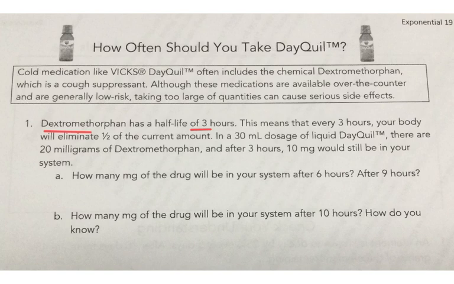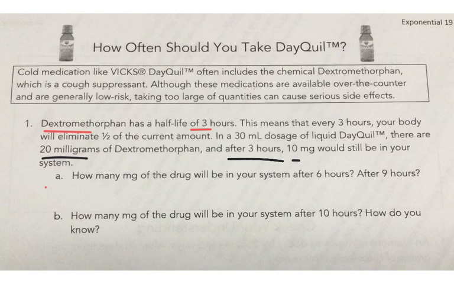So what this means, having a half-life of 3 hours, means that after 3 hours, your body eliminates half of the current amount. So if a 30 milliliter dose of liquid Dayquil was given, there are 20 milligrams of dextro. And after 3 hours, 10 milligrams would still be in your system. Right? So you take the dose, and there were 20 milligrams in there. 3 hours later, you're down to 10 milligrams in your system. That's the idea of a half-life.